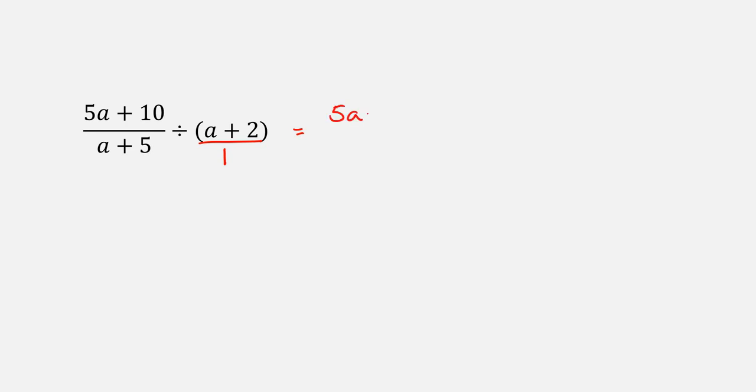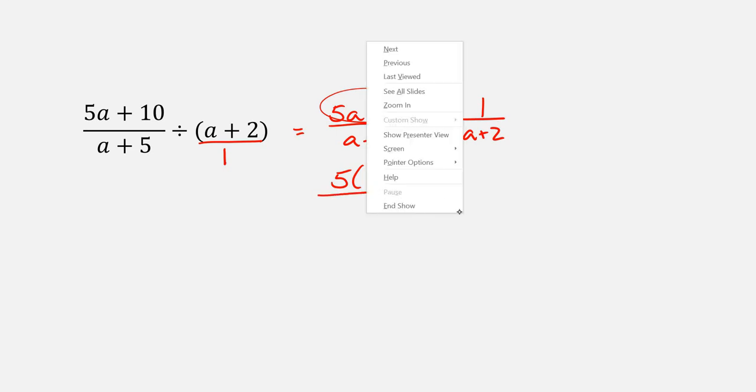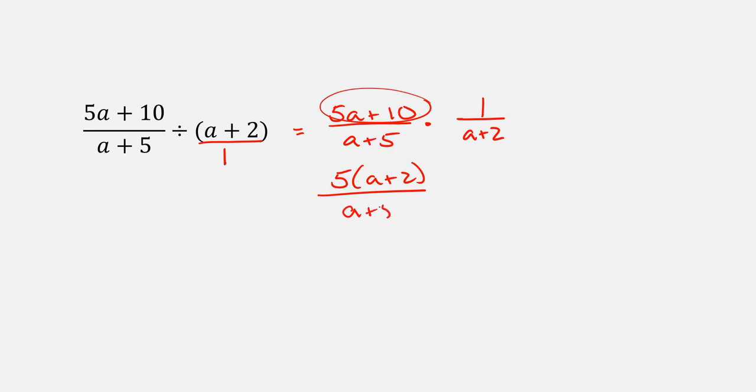All right, so first I'm going to rewrite it. 1 over a plus 2. The only piece that will factor is the numerator. The denominator here, a plus 5, is already in factored form. There's nothing I can do, no GCFs. The same with my a plus 2 down here. So the only thing that will cancel, and 5 over a plus 5.